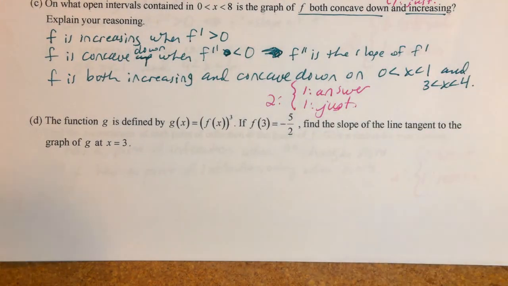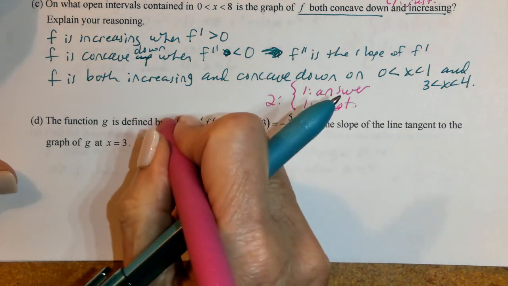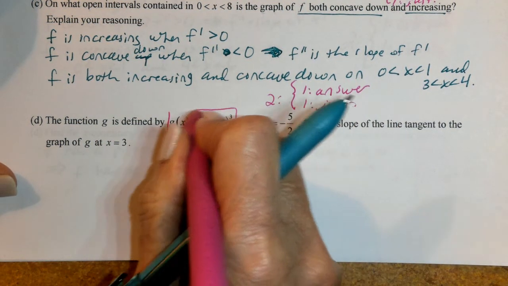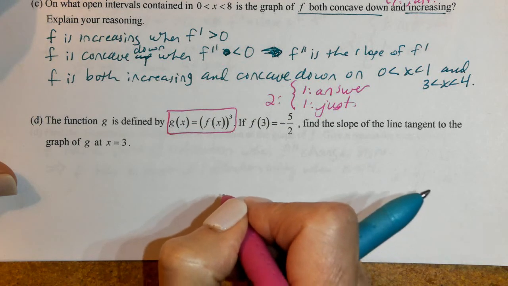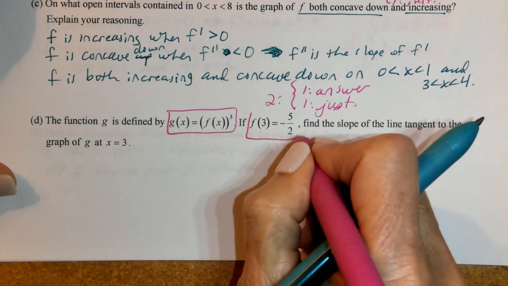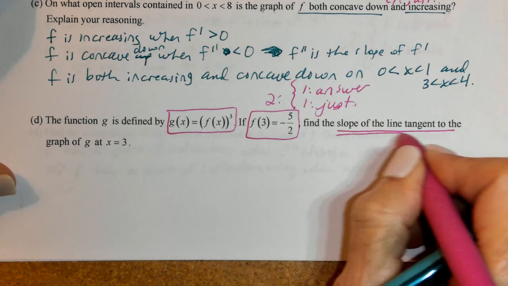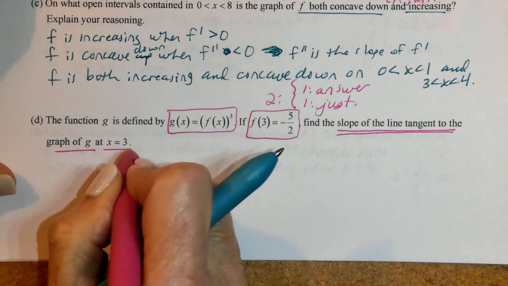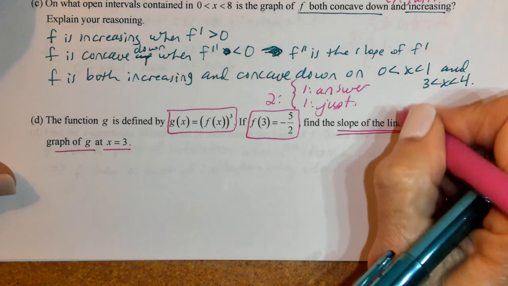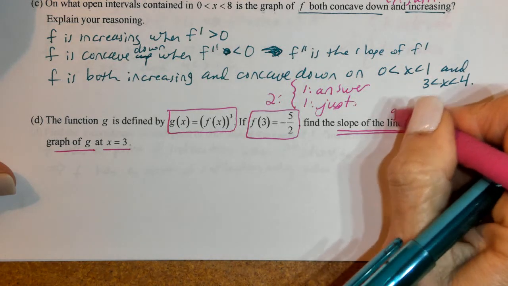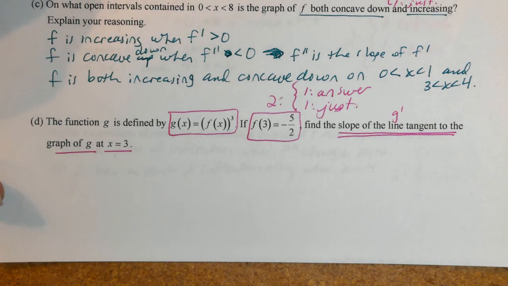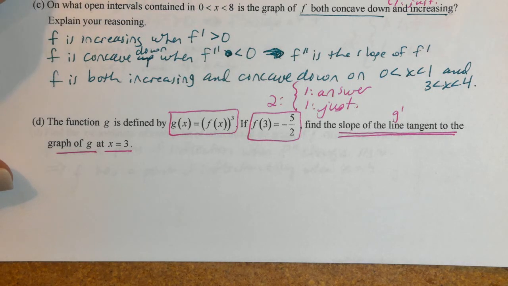Okay, next step, part D. The function g is defined by, now they're throwing in a new function, function g. G is defined by this, and they give me f of 3 is -5/2. Find the slope of the line tangent to g when x is 3. Slope of the line tangent, I know, is g prime. So they're asking me to find g prime at 3.